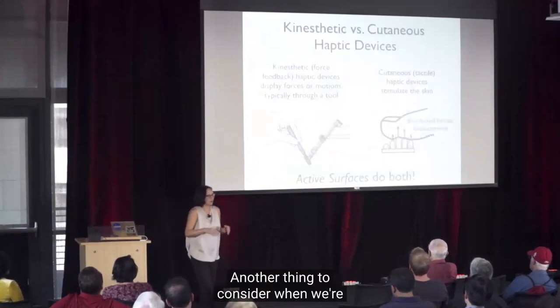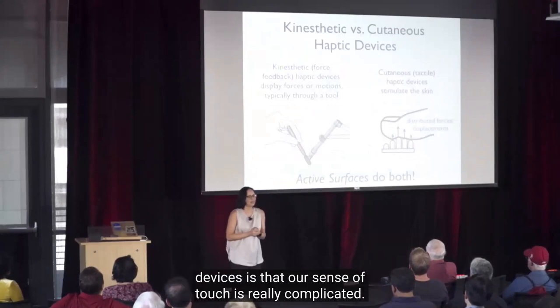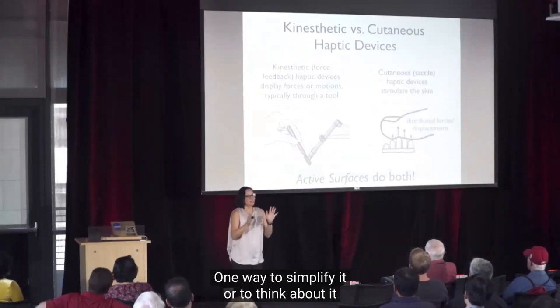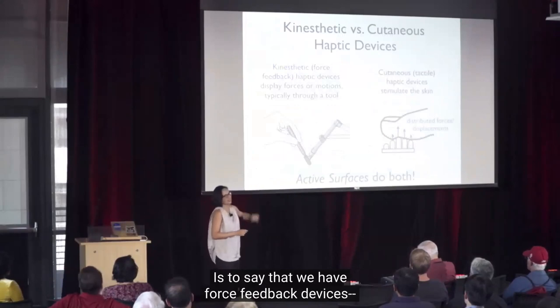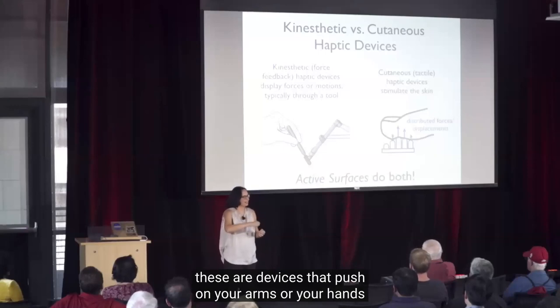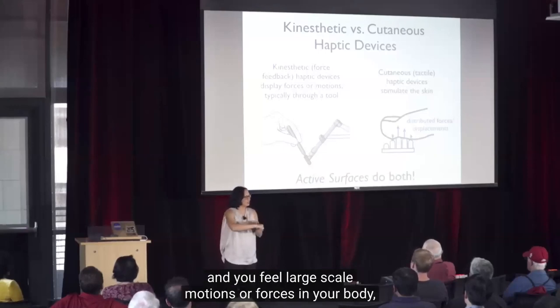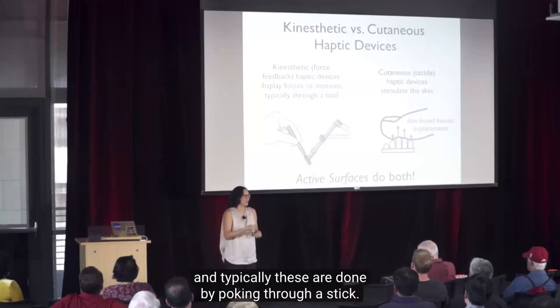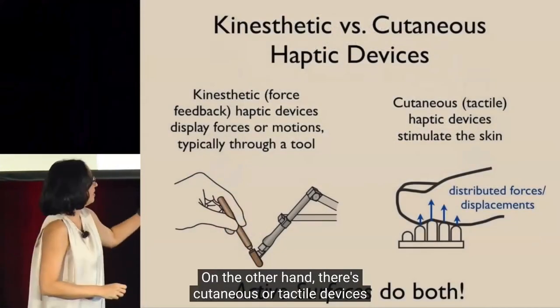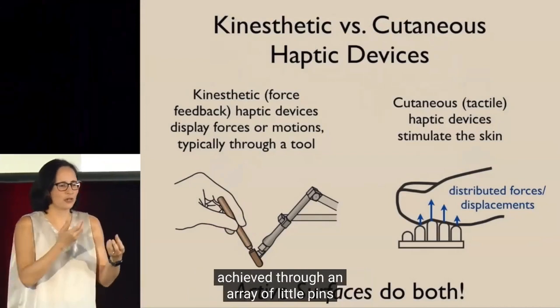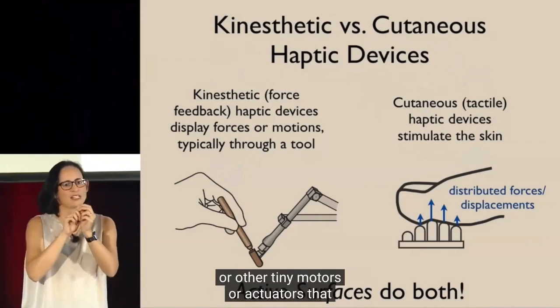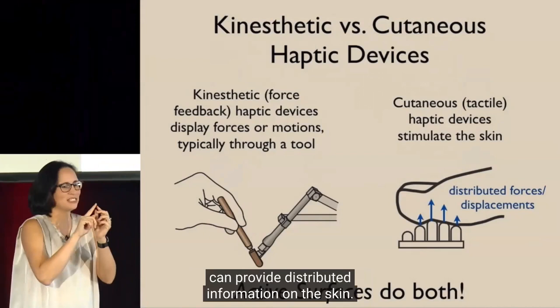Another thing to consider when designing these haptic or touch feedback devices is that our sense of touch is really complicated. One way to simplify it is to think about two major categories. We have force feedback devices, which push on your arms or your hands, and you feel large-scale motions or forces in your body, and typically these are done by poking through a stick. On the other hand, there are cutaneous or tactile devices, which stimulate the skin. This is often achieved through an array of little pins or other tiny motors or actuators that can provide distributed information on the skin.